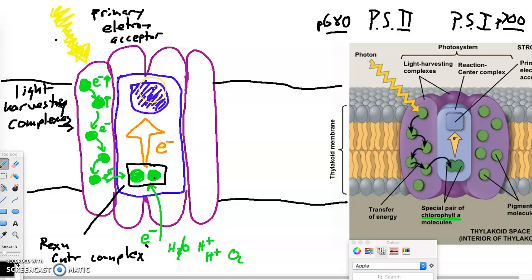In photosystem 2, we have that primary electron acceptor, and it's not going to hang on to that electron forever. It hands it off. Using that other video as a reference, you can see this in more detail. But what's going to happen is that electron will be passed along in photosystem 2 to another molecule, plastoquinone. I'm going to abbreviate that like I did in the other video, PQ. And that is plastoquinone.